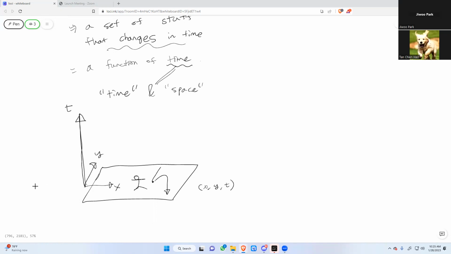Which is taking a while to load for you, but there it is. Yeah, so that's the trajectory of the ball in this particular graph.